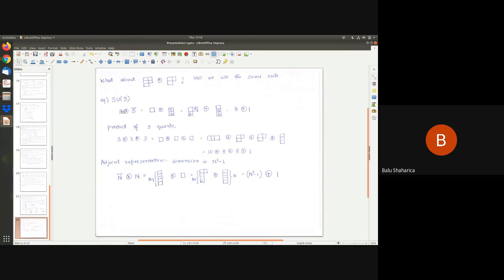These are other examples. If I have the fundamental representation of SU3 and its conjugate, I'll use the same rules I have used for Sn to get the direct product for irreps in SU n as well, but the dimension that we calculate will be different. So the Young diagrams will be the same. The dimension is different.